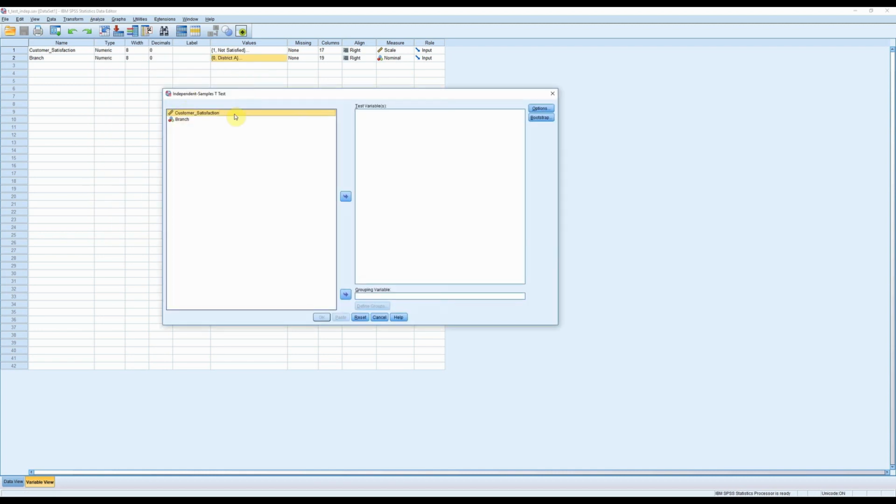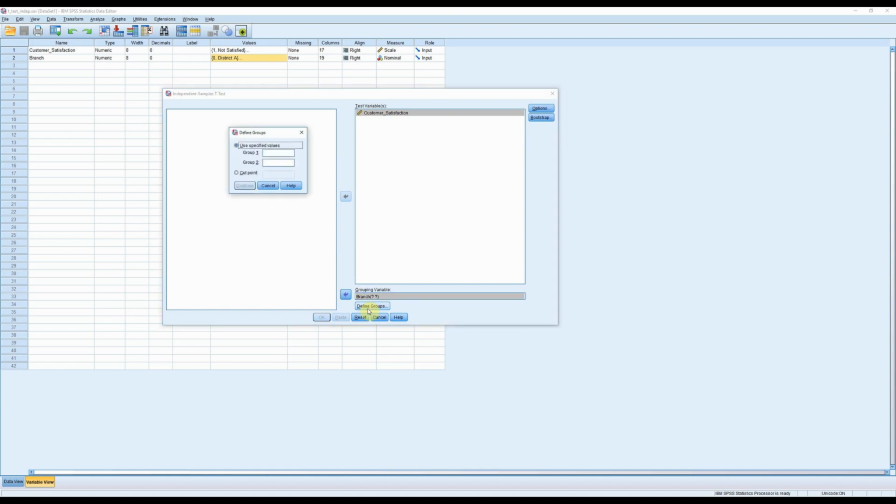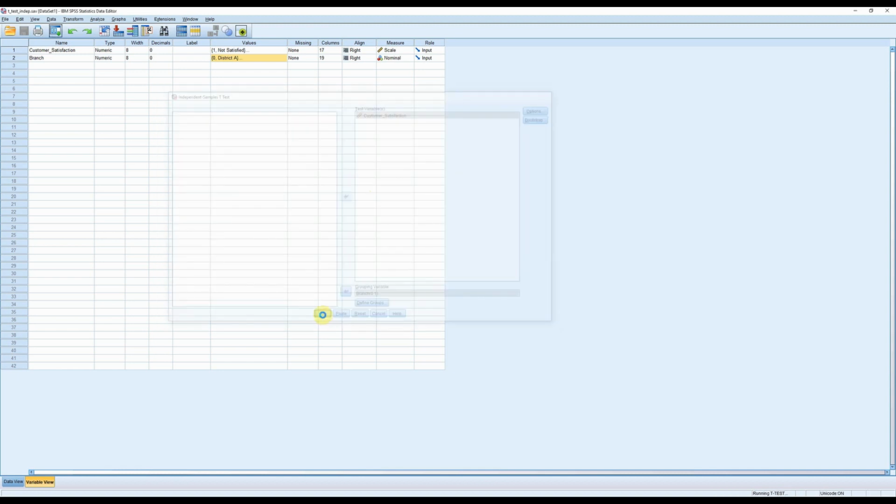Now, to run the test, click Analyze, Compare Means, Independent Samples t-test. Your test variable is customer satisfaction. Your grouping variable is the branch. Now you have to define the groups. Here you just have to tell SPSS the codings of the two groups. 0 was district A and 1 was district B. Now you click OK to run the test.